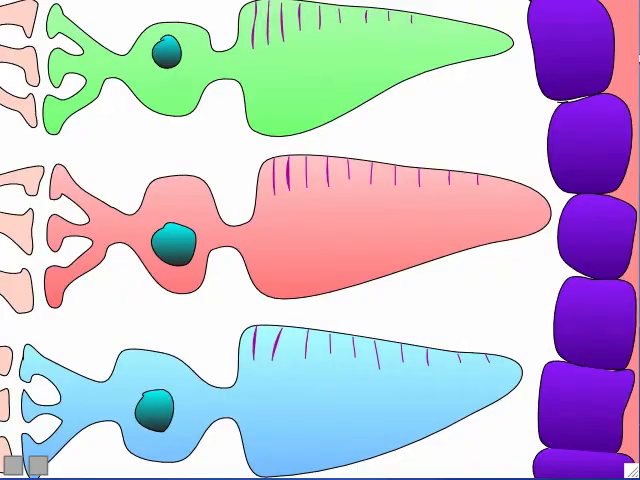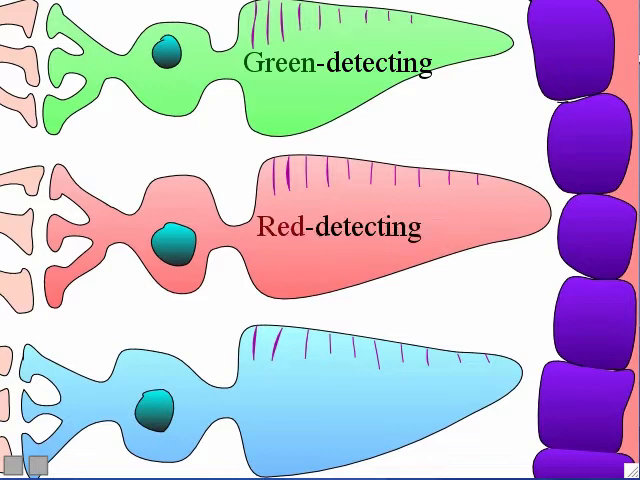So as it turns out, there are actually only three types of cones. There's a type of cone that detects green. We can call that the green detecting cones. There's a type of cone that detects red. Those are the red detecting cones. And there are blue detecting cones. And that's it. Those are the only types of cones that you have. And so those are actually the only colors that you can see. So your eye can actually only detect green light and red light and blue light, and that's it.